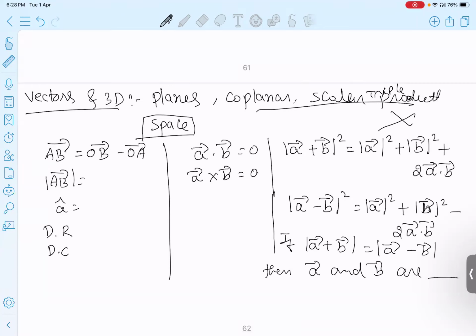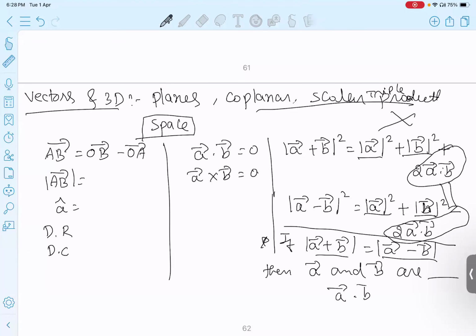Now look at this question, students. When can we say these two are equal? If they are equal, obviously their magnitudes will be the same; only plus 2 A dot B and minus 2 A dot B should not be there. When will these not be there? When A vector dot B vector is 0. If it is 0, obviously 2 A vector dot B vector and minus 2 A vector dot B vector will not be there. That means A vector dot B vector is equal to 0, which indicates A vector is perpendicular to B vector. This was one of the questions. Apart from this, there was one more question.